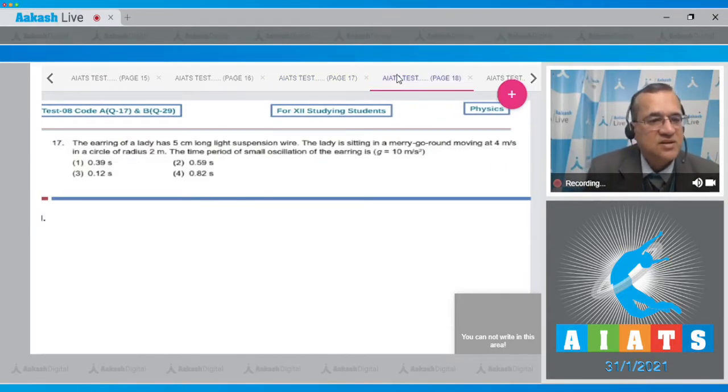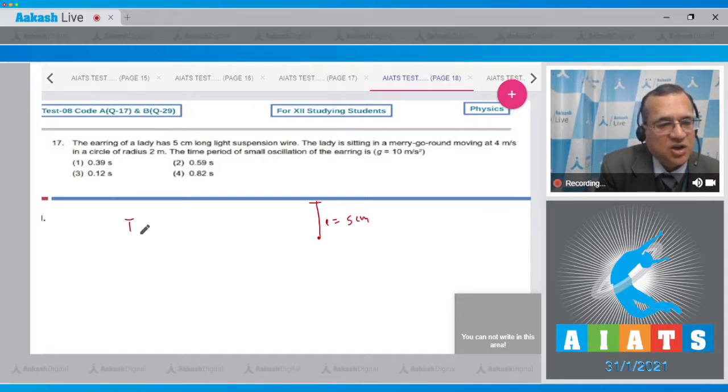Question number 17 says that the earring of a lady has 5 centimeter length, suspended by a wire of length 5 centimeter. This wire is very light. The lady is sitting in a merry-go-round, moving at 4 meter per second in a circular path of radius 2 meter. Find the time period of the small oscillation.